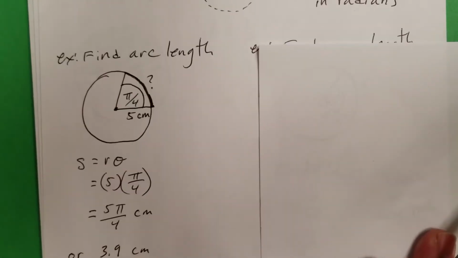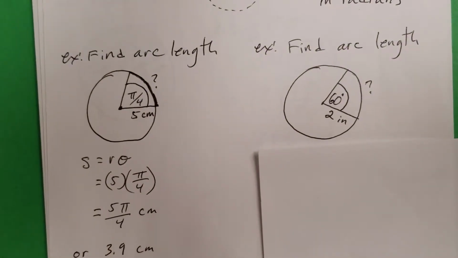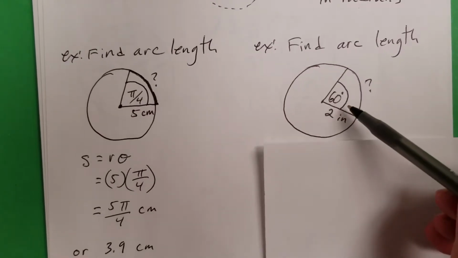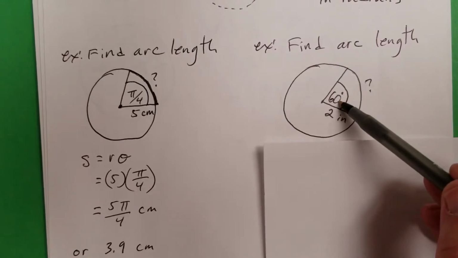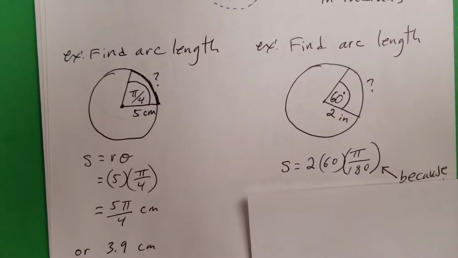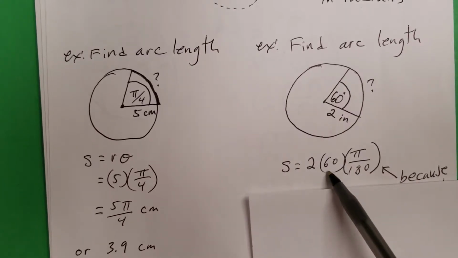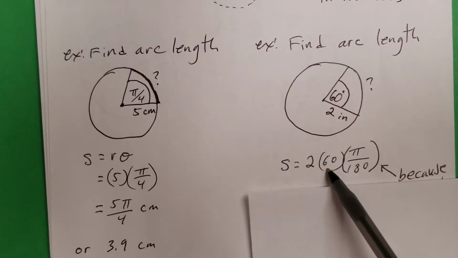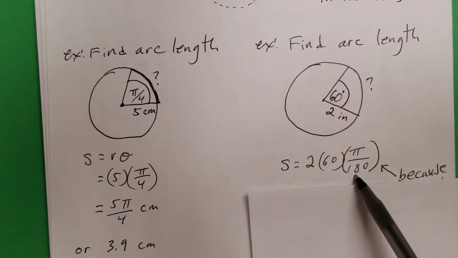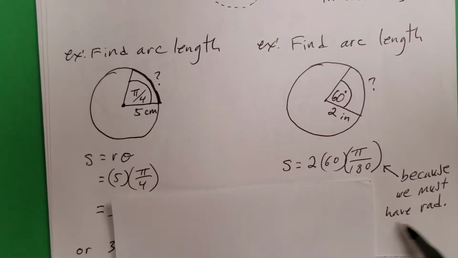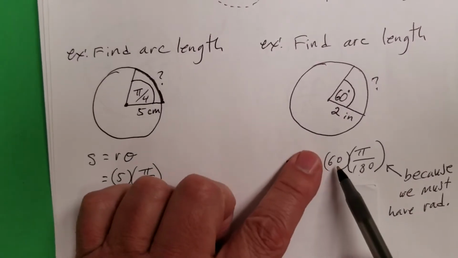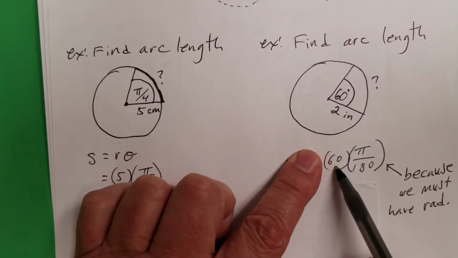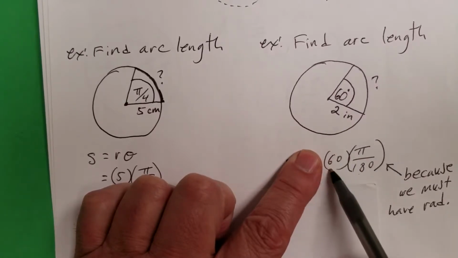Okay, how about this one? What is the arc length here? Well, here's my radius, I need that, and here's my angle measure, I need that, but I need that to be in radians. So look what I do. I put 60, radius times the angle, but right next to the 60, I put pi over 180. Why do I do that? Because we must have radians. And as you saw in part 1, if you want to switch degrees to radians, you multiply by pi over 180. So this will make it radians.